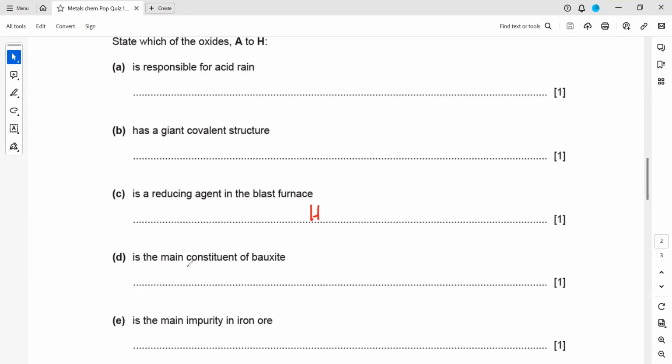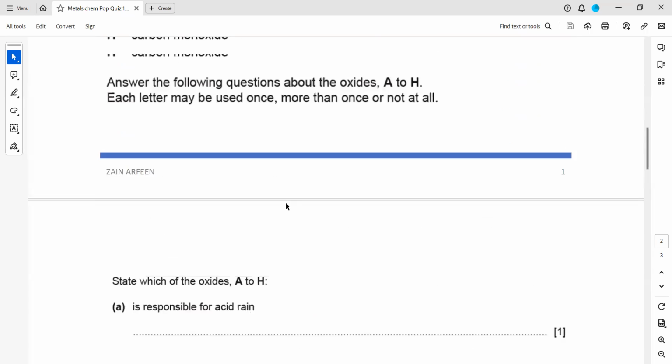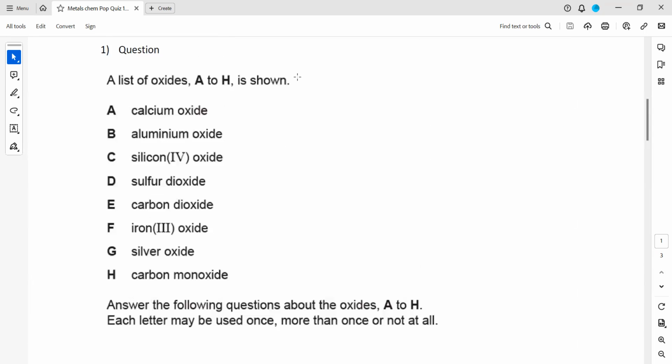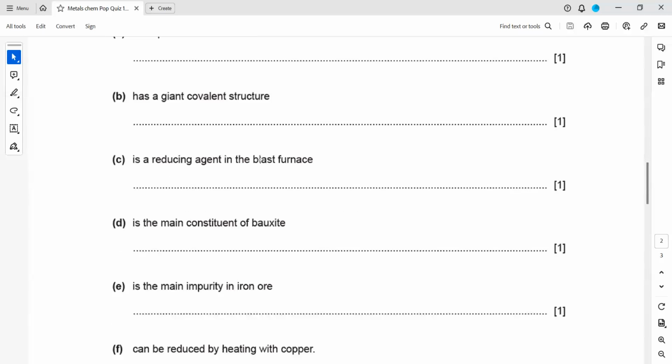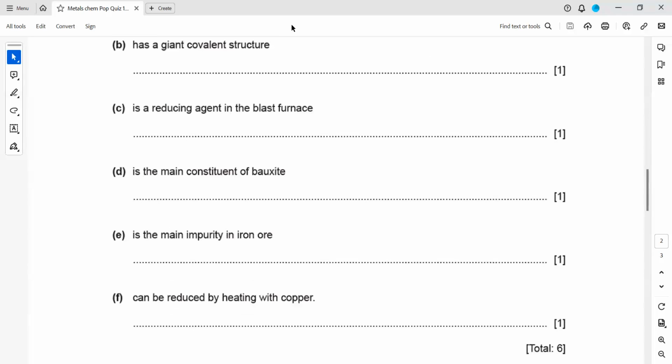H. Then what is the main constituent of bauxite? Bauxite is the ore of aluminium. Bauxite, we know, contains oxide of iron and aluminium oxide. But what is the major constituent of bauxite? What does it consist of? Because it is the ore of aluminium, it mainly consists of aluminium oxide. That's why B is the right answer.